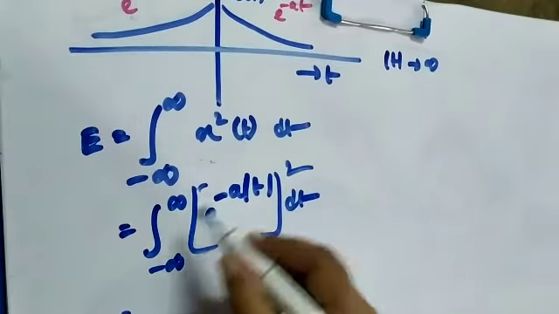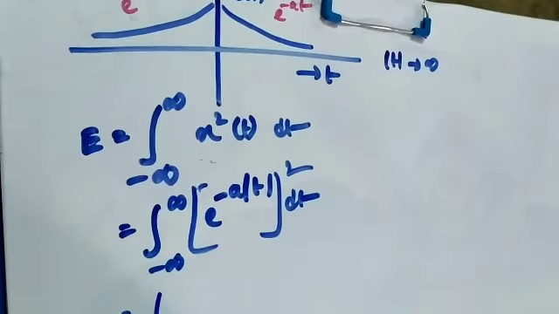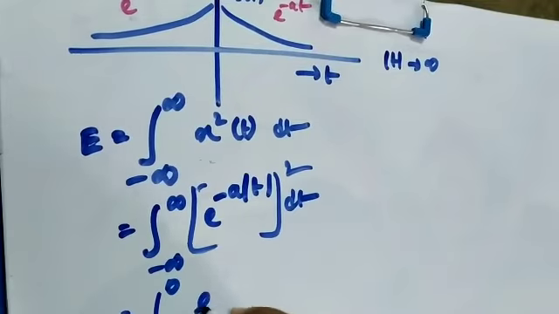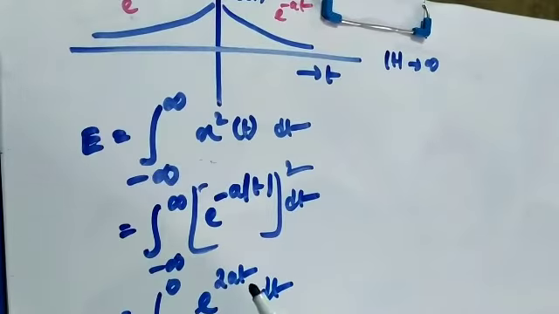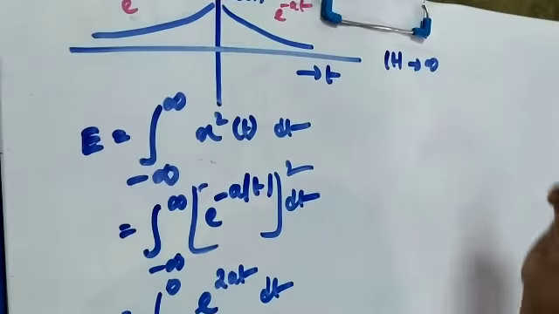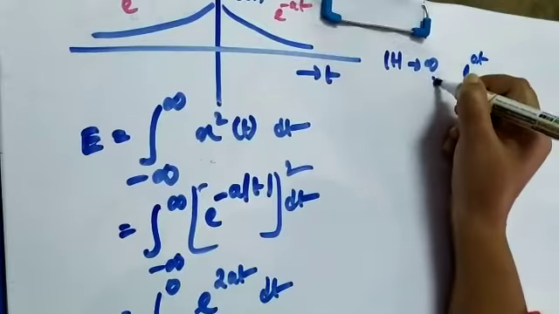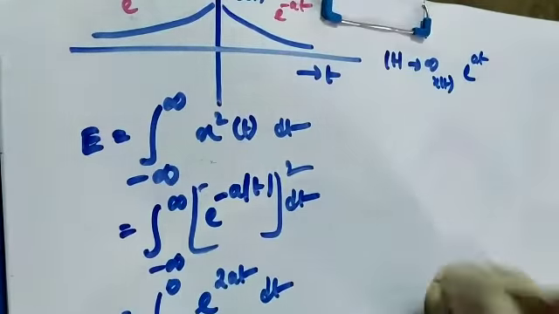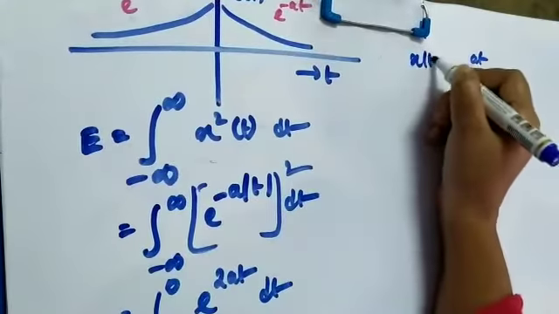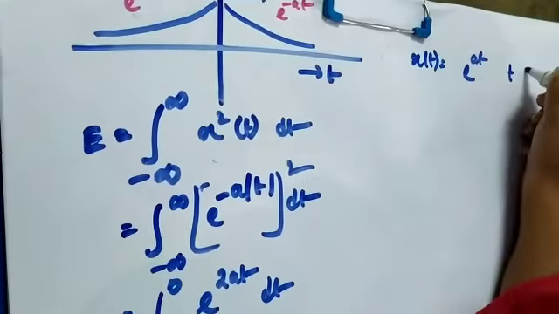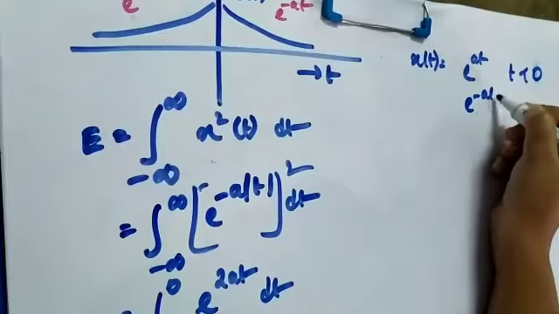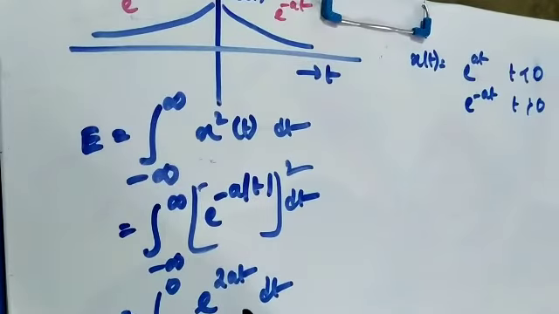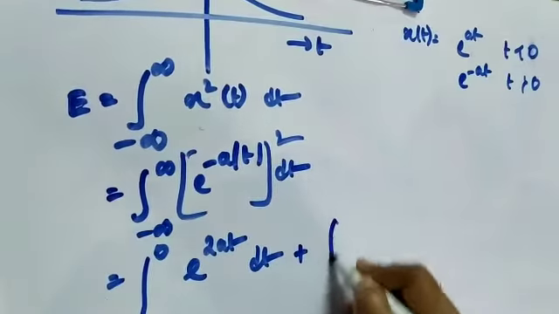Now segregate this term according to our previous form. From minus infinity to 0, the value will be e to the power 2at dt. That is for t less than 0. We have already shown the expression before: x(t) equals e to the power at for t less than 0, and e to the power minus at for t greater than 0. So this equation is denoted here this way.